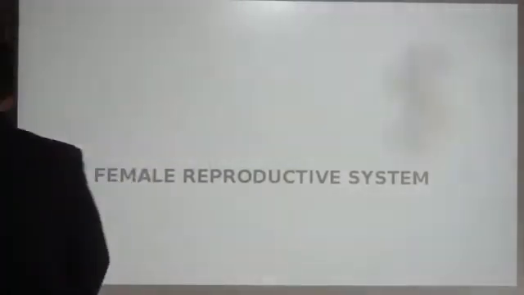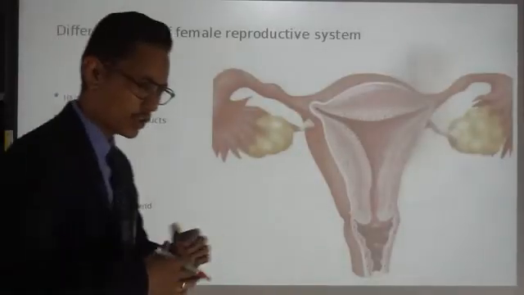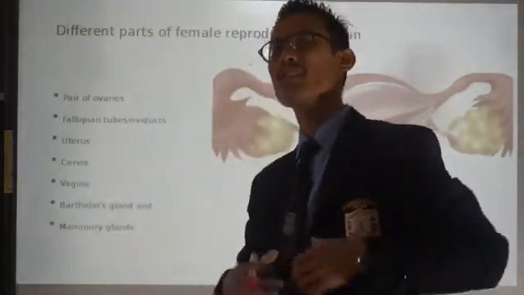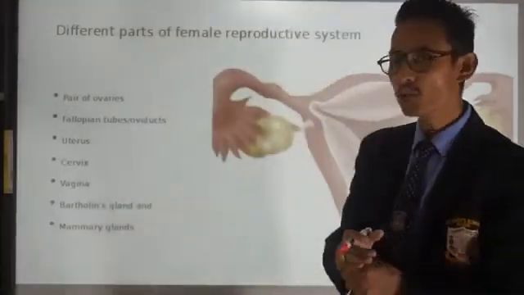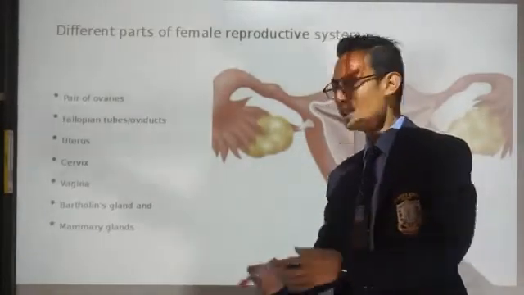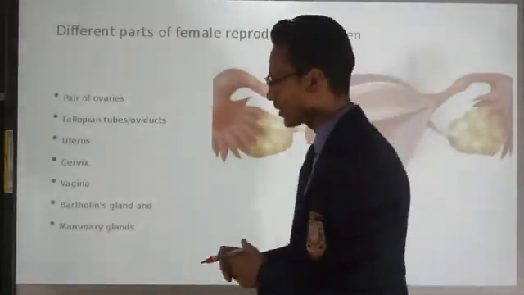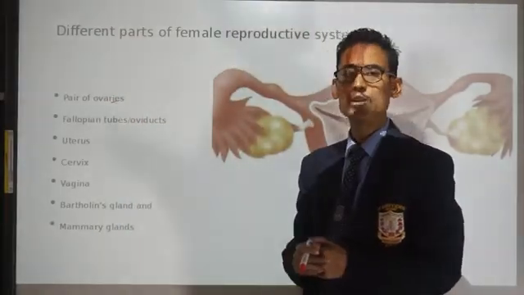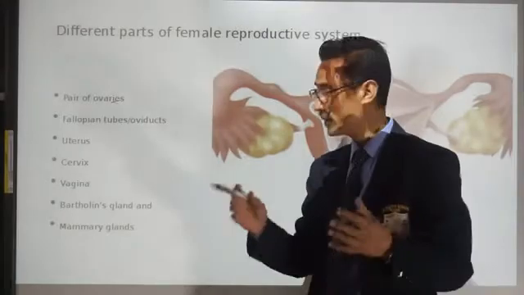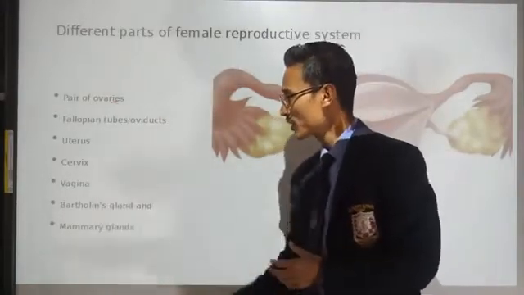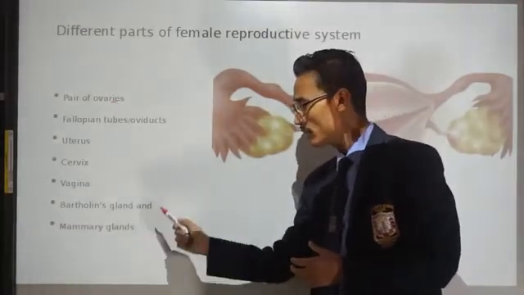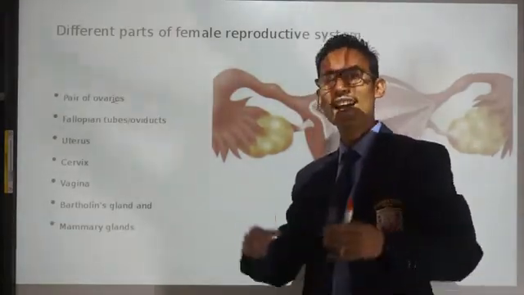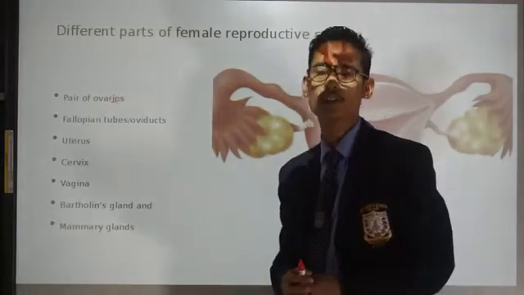So let's continue. What are the different components of the female reproductive system? What is it composed of? It is composed of a pair of ovaries, fallopian tube, which we also call oviduct, uterus, cervix, vagina, Bartholin's gland and the mammary glands. And we also have the external genitalia, which is called the vulva.